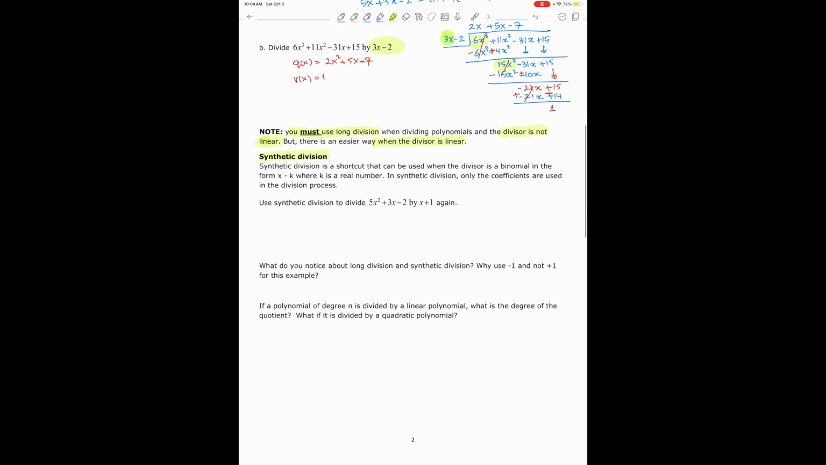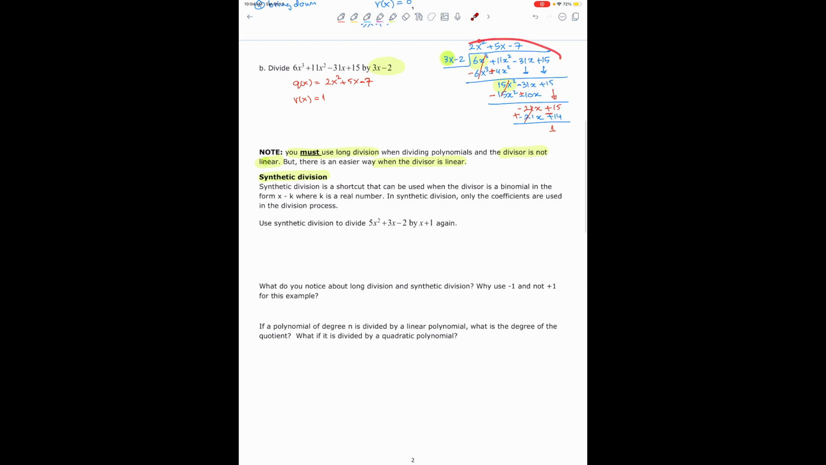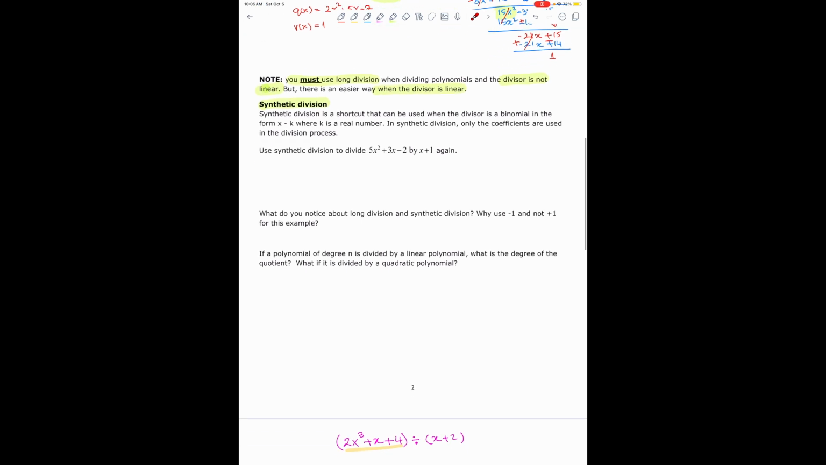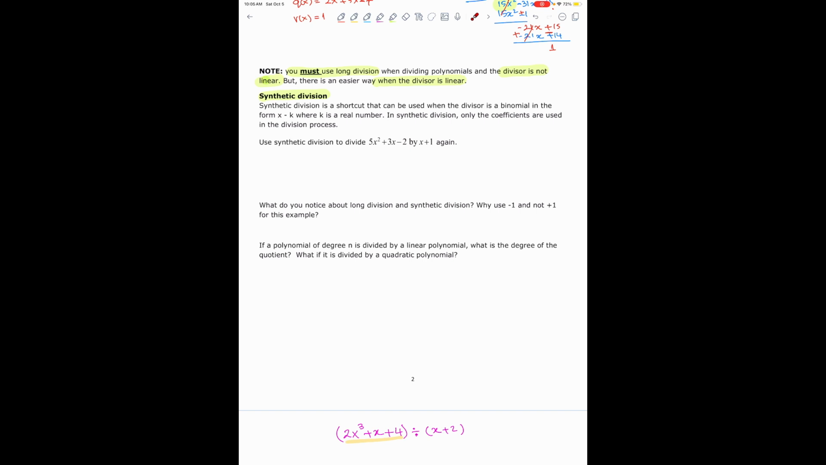So now we know that if the divisor is not linear, we have to use the long division, which is this method basically. However, there is an easier method in this case when it's linear, so we're going to use synthetic division in that case. Synthetic division is basically a shortcut that can be used when the divisor is a binomial in the form of x minus k. Notice how the coefficient of x is equal to 1. So in that case, you will be able to use synthetic division.